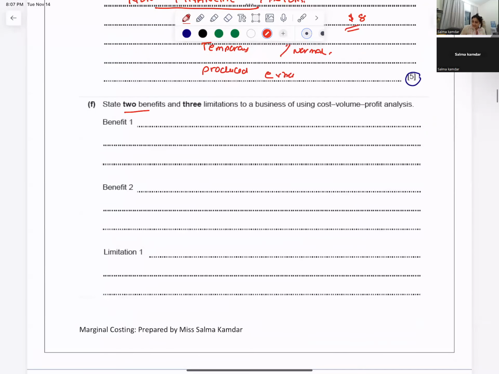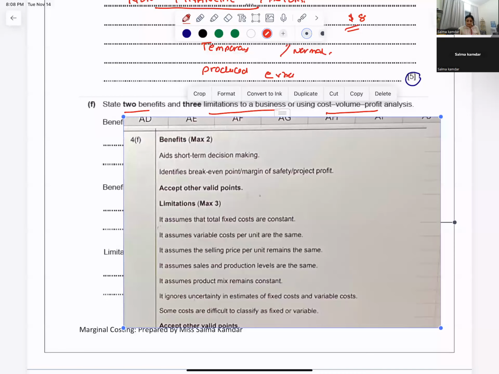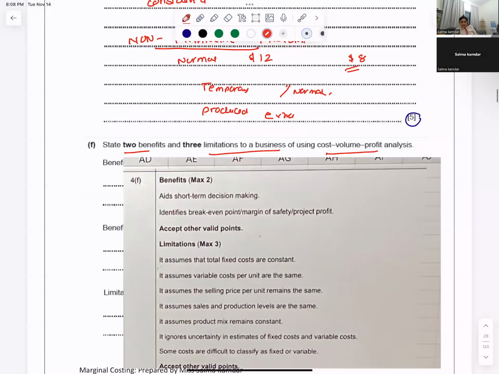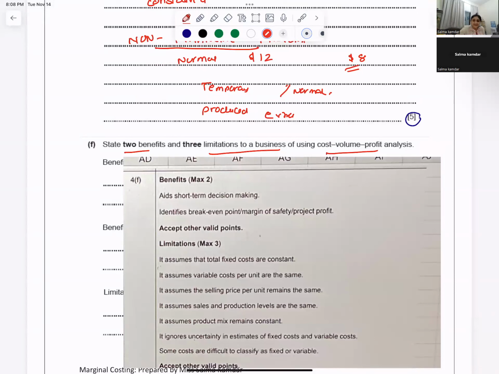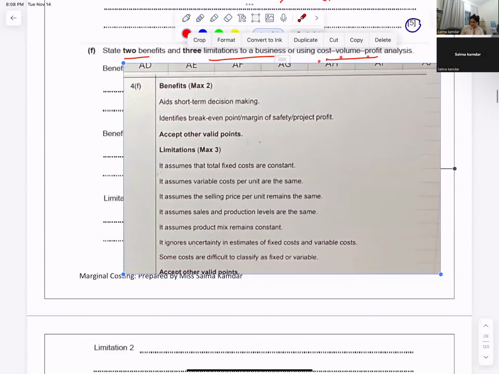2 benefits and 3 limitations of using cost volume profit analysis. What is cost volume profit analysis? Cost volume profit analysis is your break-even analysis. So you have to give 2 benefits and 3 limitations of using cost volume profit analysis. When I'm talking about cost volume profit analysis, it means your break-even analysis.